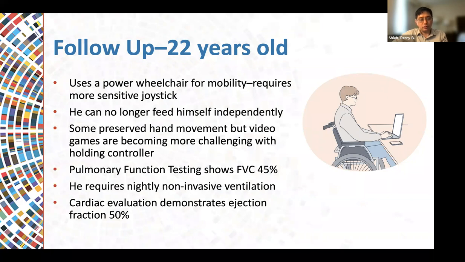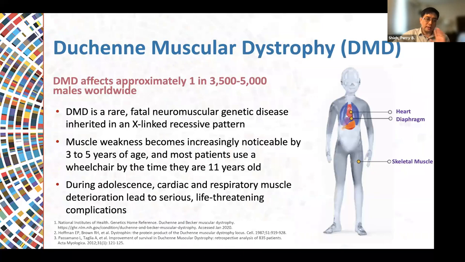And his pulmonary function has now shown that his forced vital capacity for his size has diminished to about 45% of predicted. He requires nocturnal non-invasive ventilation, and his cardiac evaluation shows mild but further deterioration of his ejection fraction at 50%. So this tells a story of perhaps a prototypical patient with Duchenne muscular dystrophy.